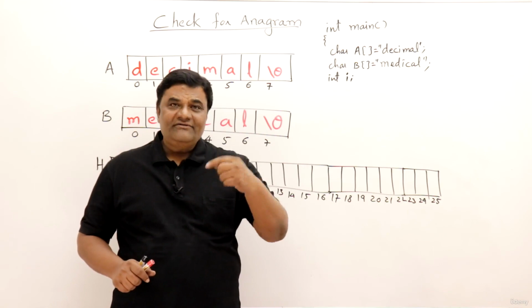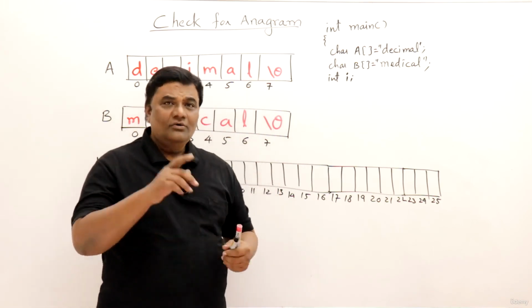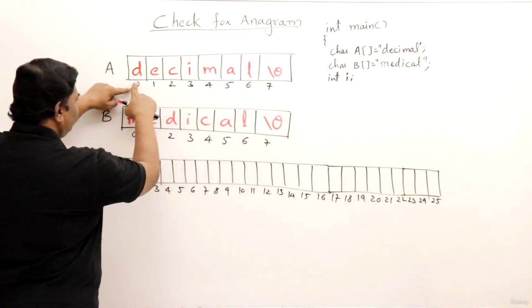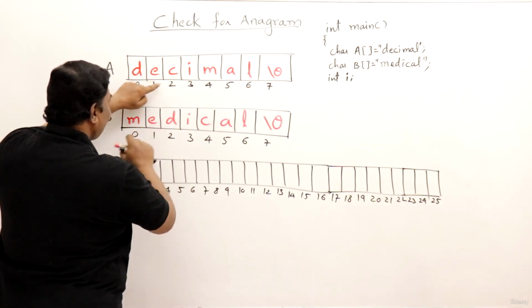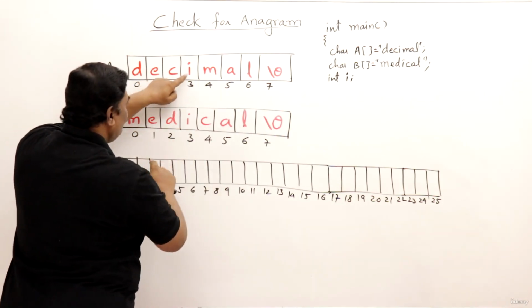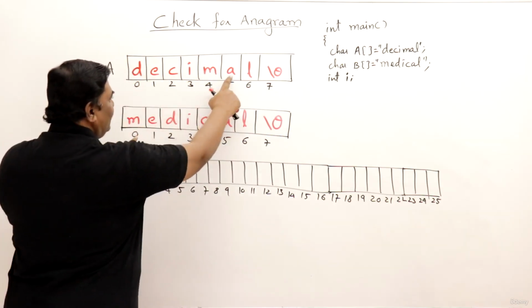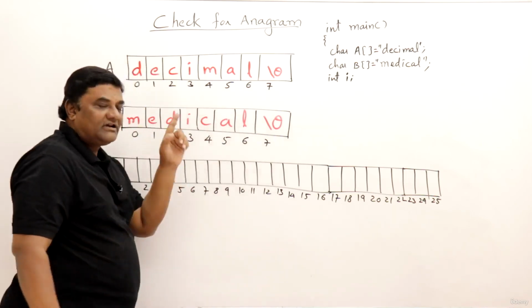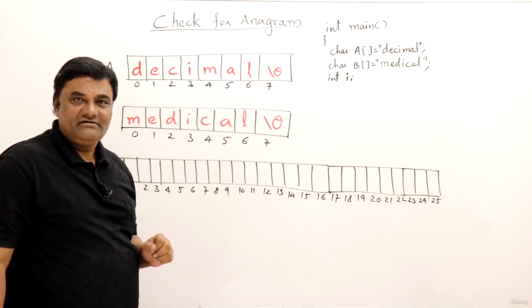Now, how to check whether the strings have the same set of letters? One simple approach is to take an alphabet from a string and search for it here. D is found. E, yes it is found. C, yes it is found. I, yes it is found. M, yes it is found here. A, yes it is found here. L, yes. For every letter you can check through this entire string, right?